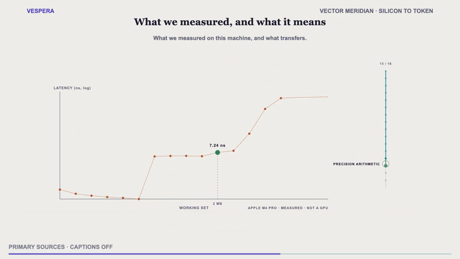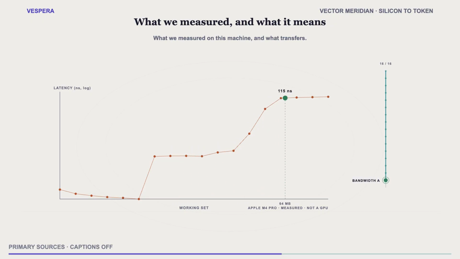So what transfers? Not one absolute number. What transfers is the shape, that the hierarchy has tiers, that the tiers differ by large multiplicative factors, that the factors compound with distance. That sequential access barely notices the hierarchy, while dependent access notices it enormously. And that a single execution context cannot extract the bandwidth a memory system is capable of delivering. Every one of those is true of an H100 as well. The numbers are ours. The shape is everyone's.